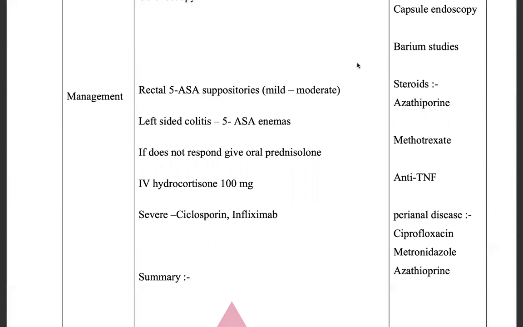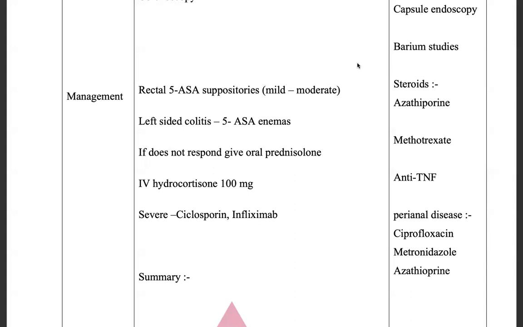Usually, you use 5-aminosalicylate. So for conditions like proctitis, you can use a rectal 5-aminosalicylate suppository. Or if the colon is involved, you can go for 5-aminosalicylate enemas. Okay. So in case of extensive colitis, there's a place for oral 5-aminosalicylate as well. Okay, you can use an adequate dose.